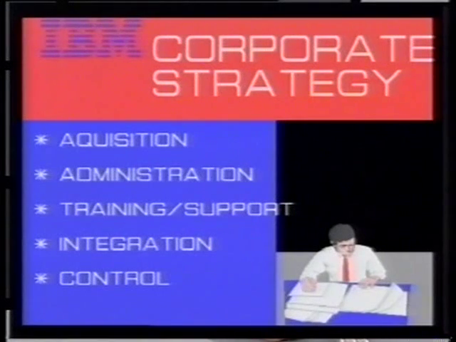This is why we recommend to our customers to implement a corporate strategy. A corporate strategy consists of 5 basic areas. Acquisition. You need to know which supplier you're going to for your PCs, so you can take advantage of any price discounting that may be going on.